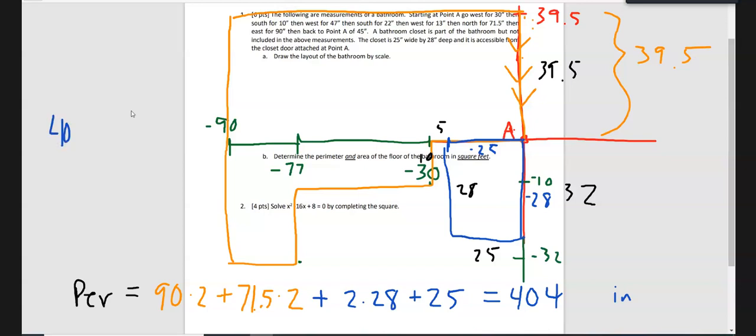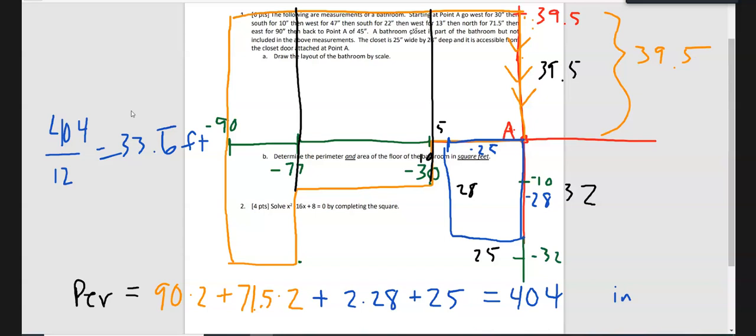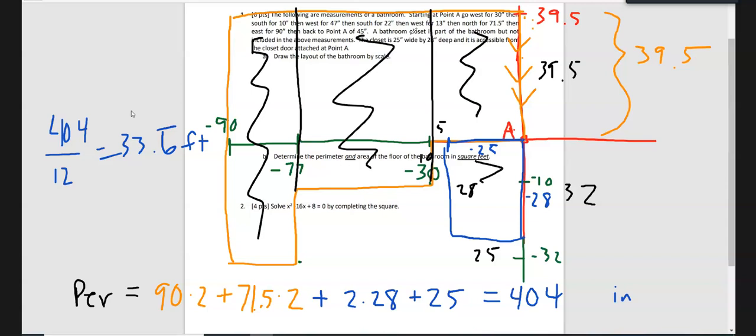So 404 divided by 12 means we have 33.6 repeating for the number of feet. Right. Okay. Now, on the next part, the area, I would divide it into rectangular pieces, okay? Such as we got one piece there, one piece here, one piece here, one piece here. And so we would add up the 4 different area chunks.